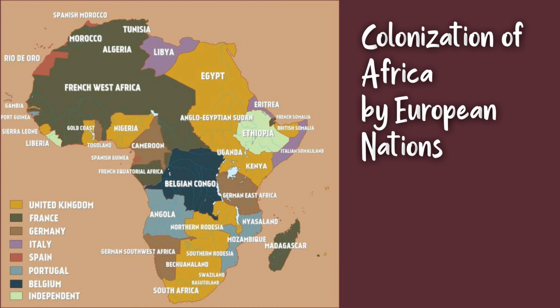You can see the major countries. The yellow is the United Kingdom. The green there is France. Those are by far the largest portions of territory owned by two major European powers. But Germany, Italy, Spain, Portugal, and Belgium will all have large chunks of Africa under their control. So this is our study, our very quick summary of Africa. We'll talk more about this in class.